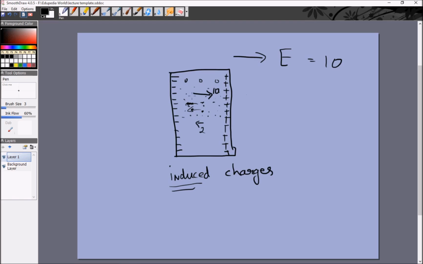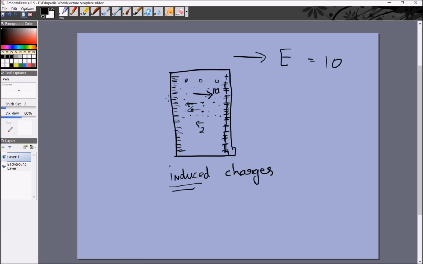So they will still again start moving towards the left until this particular charge density towards the left and this charge density towards the right will keep on increasing. As long as there is a net electric field towards the right, electrons will move towards the left, or in other words, positive charges will move towards the right, and they will create an opposing electric field.